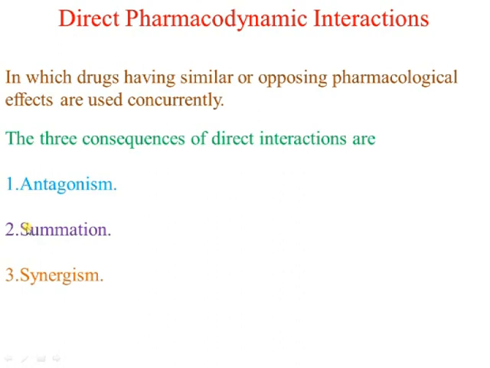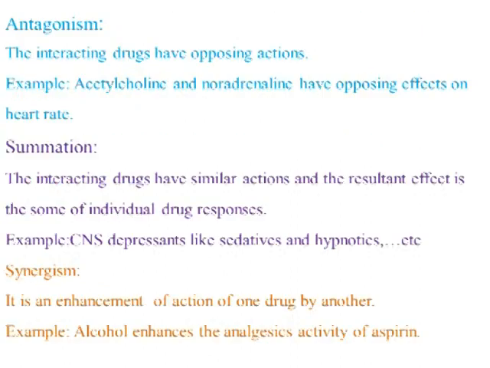Summation would be something like 2 plus 2 equals 4. You give two drugs along with each other, and these two drugs add to the actions of each other. But there's something called potentiation or synergism also. That is 2 plus 2 equals 6, 8, 12 also. So you get more than the expected positive effects of a drug. So something called synergism. So three kinds of direct pharmacodynamic interactions are usually seen.